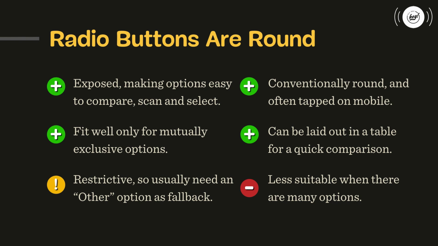And very often they're restrictive. So usually we need another option as a fallback. Think about gender: it's male, female, and something like "I'd rather not say," or any other third option, right? But they fit well only for mutually exclusive options.